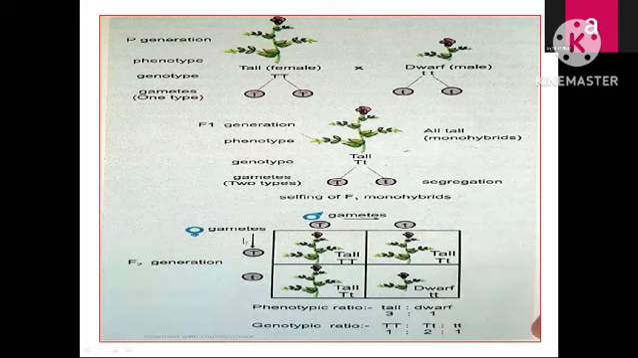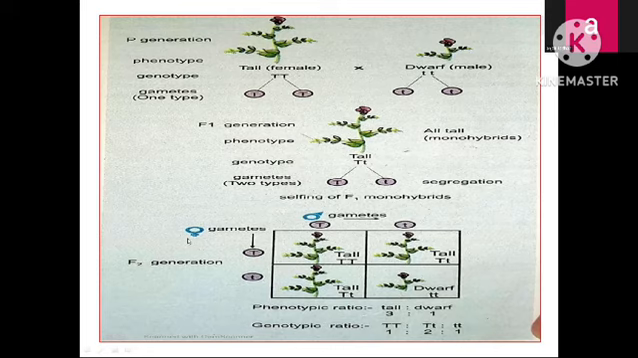During gamete formation, one allele will enter in one gamete. So, capital T will enter in one gamete and small t will enter in another gamete. Now, fertilization takes place between male and female gamete. This we will study with checkerboard method.